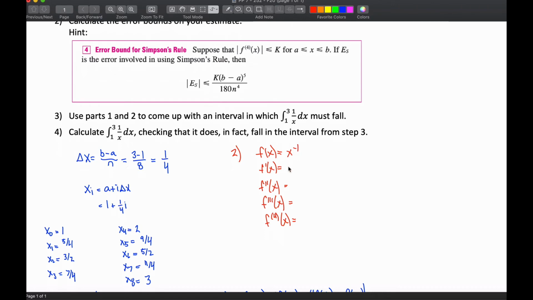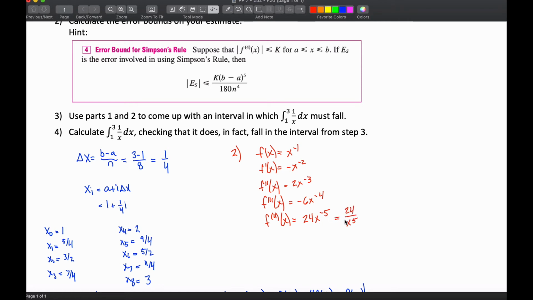So taking this negative 1 down in front, we get negative x to the negative 2 power. Bringing the negative 2 down in front, we get 2x to the negative 3 power. Negative 3 down in front gives us negative 6x to the negative 4th power. And negative 4 down in front finally gives us 24x to the negative 5th power, which you could rewrite as 24 over x to the 5th power if you wanted.